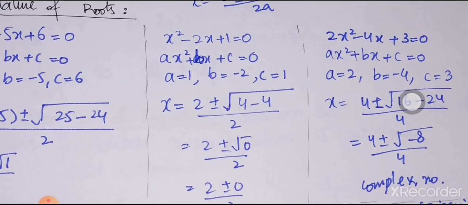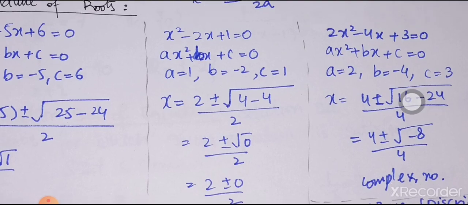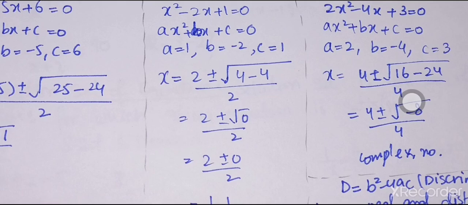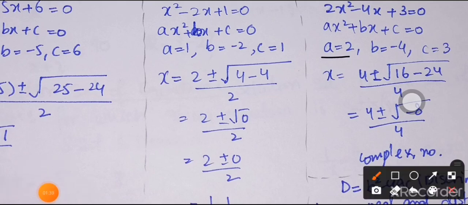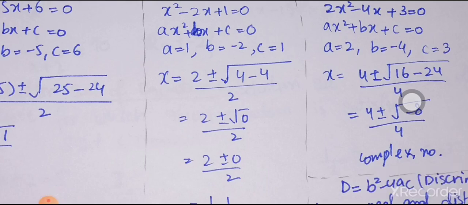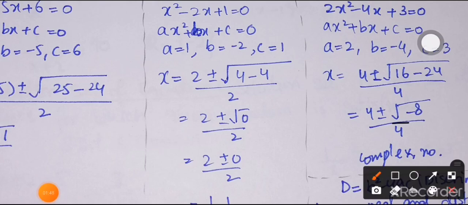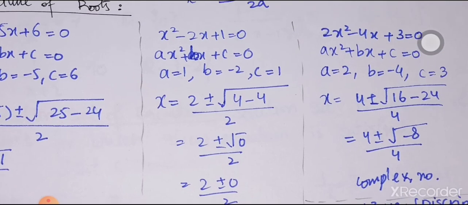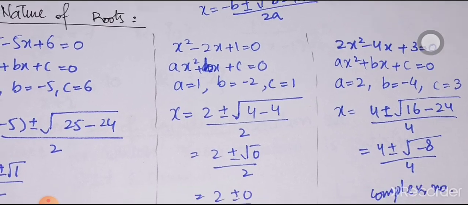Next one is 2x square minus 4x plus 3 is equal to 0. Again comparing it with the standard form of quadratic equation, we will get a is equal to 2, b is minus 4 and c is equal to 3. Now inserting the values in the quadratic formula, here you can see we get square root of 16 minus 24, that is the square root of minus 8, and whenever we get a negative number in the square root, we will have complex numbers.